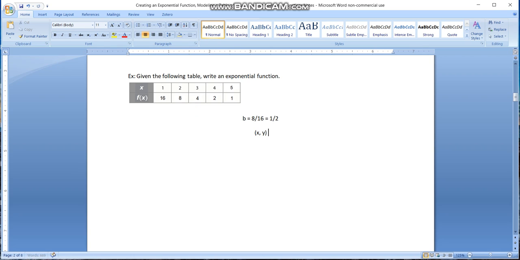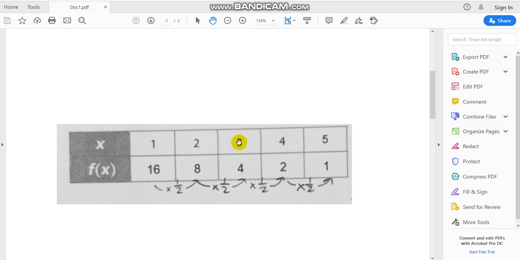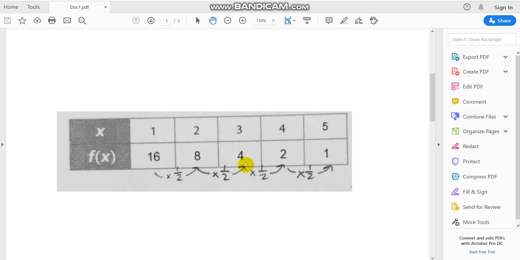So I'm just going to choose any xy value in the table to make things easier. I'm just going to choose this first one. So this first one is 1 comma 16. So again, what this 1/2 means is that each of these numbers here are going to be multiplied by 1/2.